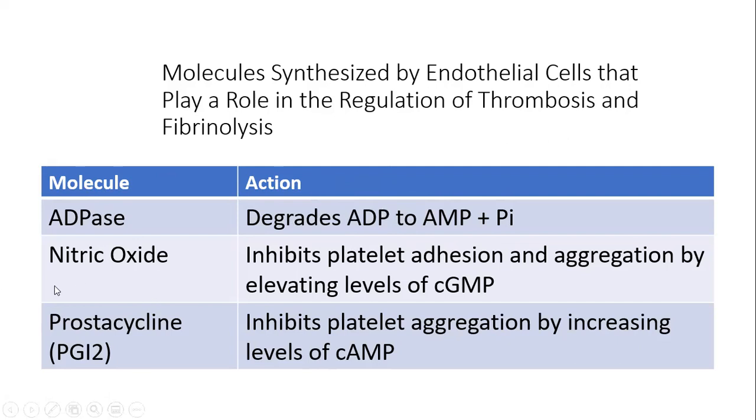Next would be your nitric oxide. Nitric oxide would inhibit platelet adhesion and aggregation by increasing the level of your cyclic guanosine monophosphate. You also have your prostacyclin, which is also inhibitory to platelets by increasing the levels of your cyclic AMP.